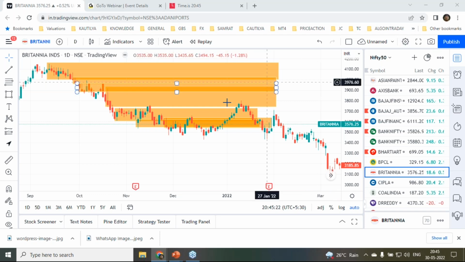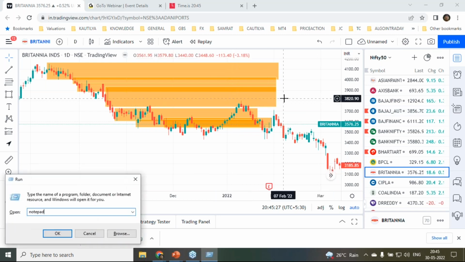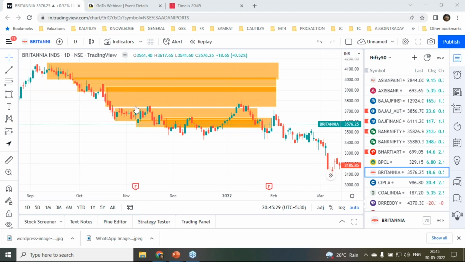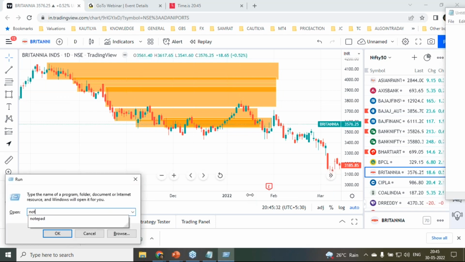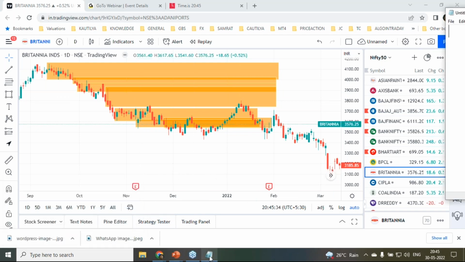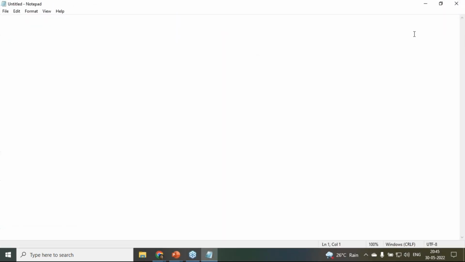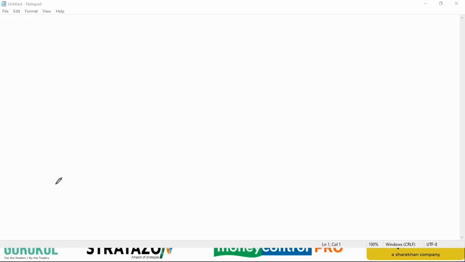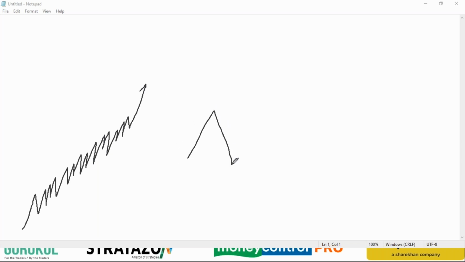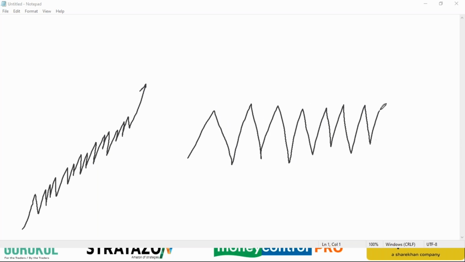Some guy is asking me, Ashok, can you please explain the difference between a compression and a sideways movement? Brilliant question. Give me a second, I will show you. This is compression. This is compression. This is sideways movement.